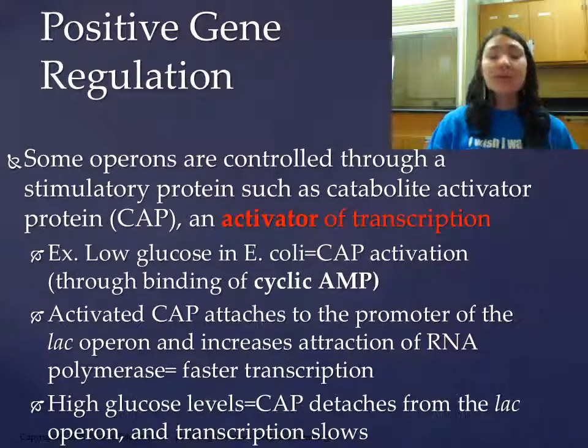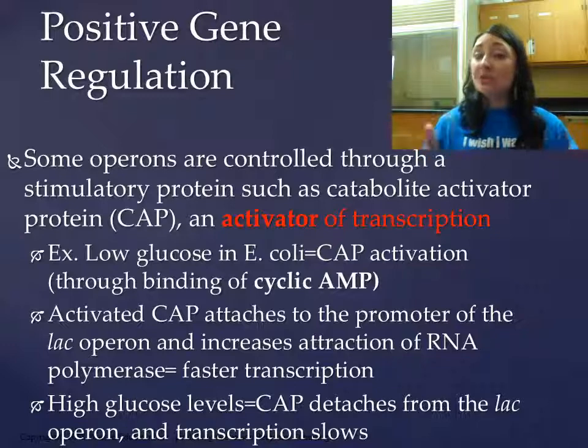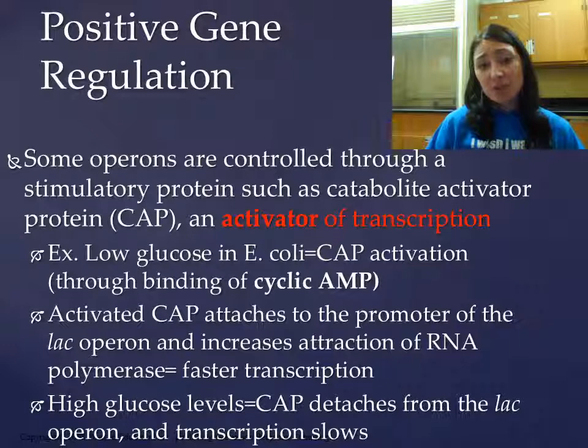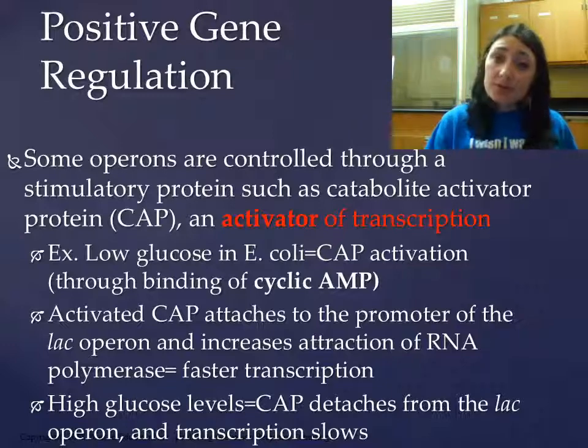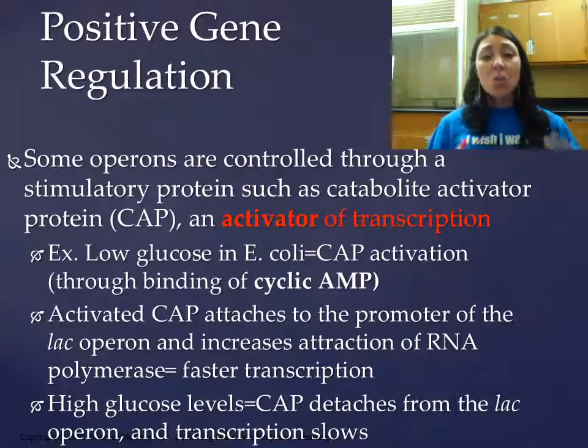So RNA polymerase comes and adds complementary RNA nucleotides to your genes of interest, which makes your mRNA strand. However, if you have high glucose levels, the E. coli would prefer to use glucose as an energy source, and when there are high levels, your catabolite activator protein, your CAP, detaches from the LAC operon, and then transcription for lactase, or the enzymes that break down lactose, decreases. So it says, okay, we have glucose present, we do not want to produce this enzyme that will break down lactose as an energy source.